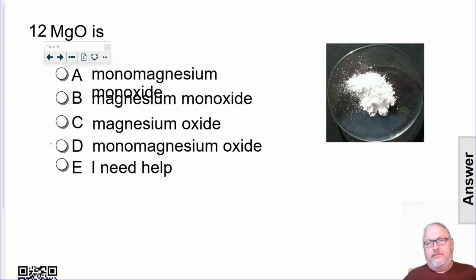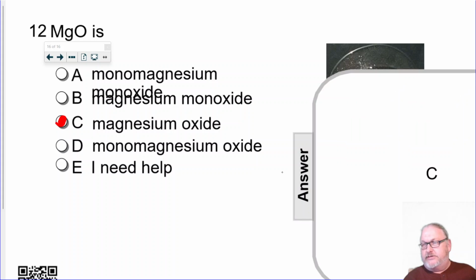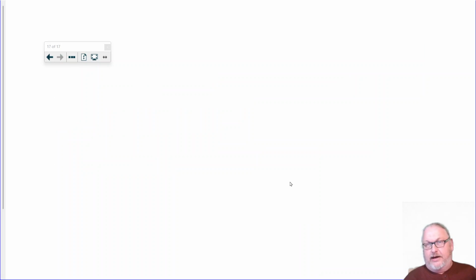Magnesium, MgO, that's a trick question. Okay. Magnesium's got a very low electronegativity. Oxygen has a very high. That's going to be ionic. That's going to be C. And we don't want to call that magnesium monoxide, because that would suggest that it would be covalent or a molecule. It's not. It's an ionic bond.